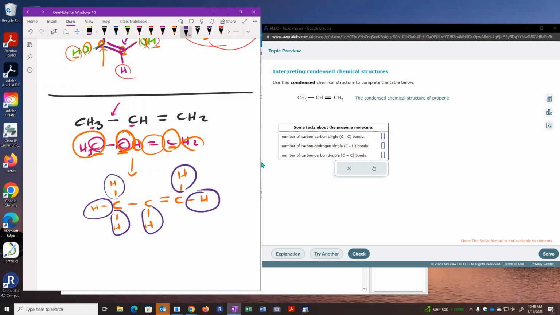hydrogen bonds. Okay, so when you have your condensed structural formula, the best way to actually convert it and figure these out is to expand it out, draw all of the atoms, all of the bonds, and that way you'll explicitly see what types of bonds are present.